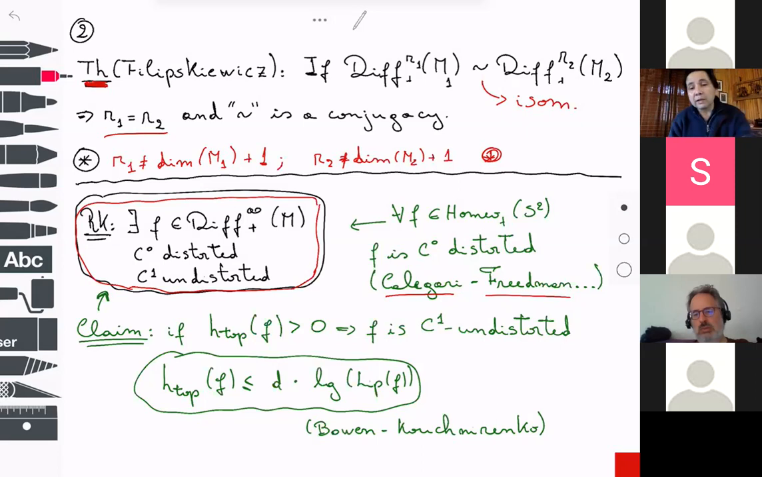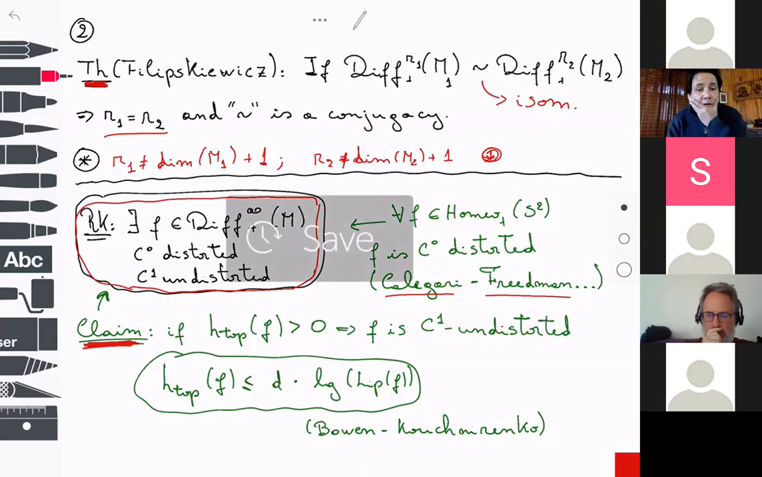So this is a very natural obstruction to C1 distortion. If you have something which is C1 distorted, then it cannot have a hyperbolic fixed point, for instance. But actually, there is this claim here that says that something stronger is true. If you take a C1 diffeomorphism which is distorted, then the topological entropy has to be zero, okay? And actually, this is still true for Lipschitz homeomorphisms. And this shows how going into C1 is different from the continuous case.